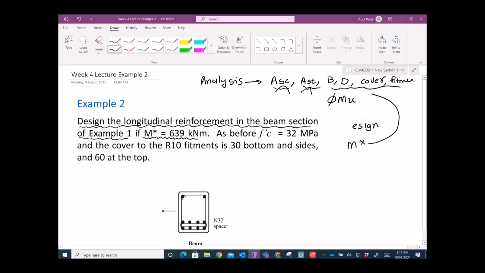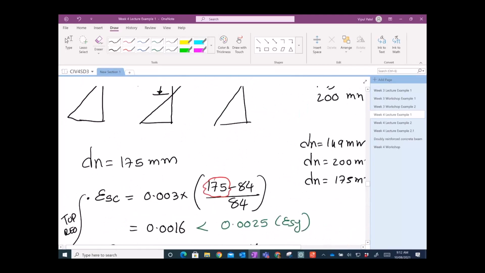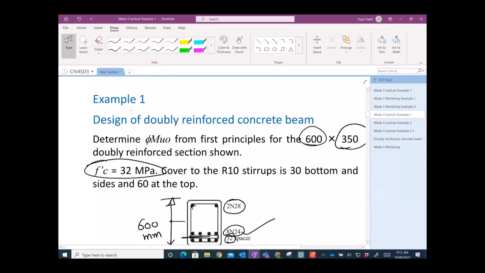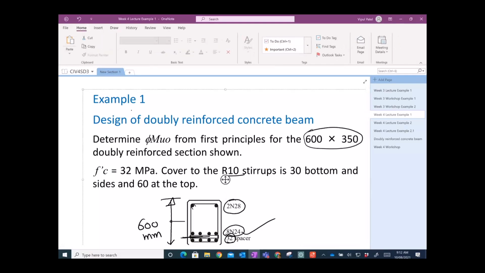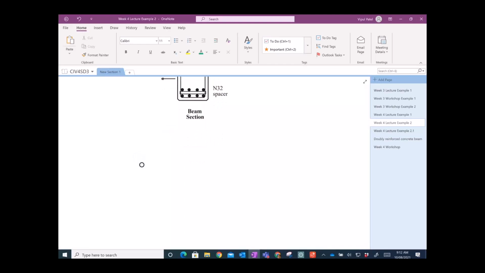Example 1 meaning the same example, the previous one. Example 1 meaning these examples, where we have this B, D value, everything is given to you. But please remember, in here they have given you 600 by 350, R10 fitment and all the covers and everything, but the reinforcement has not been given to you. Let me copy this one so you know what we are talking about. So let's put it here.